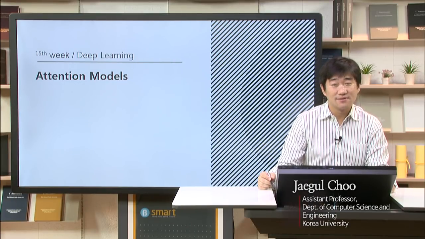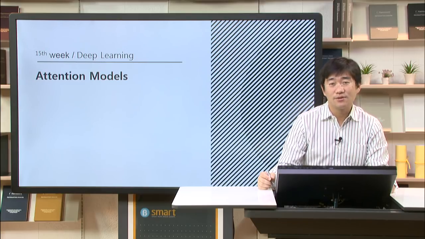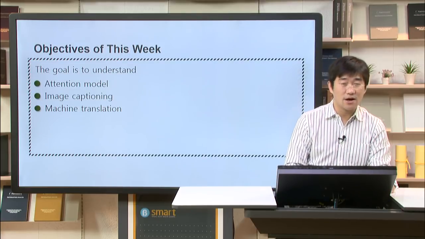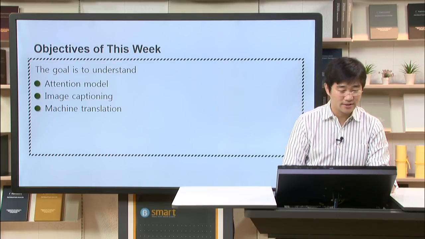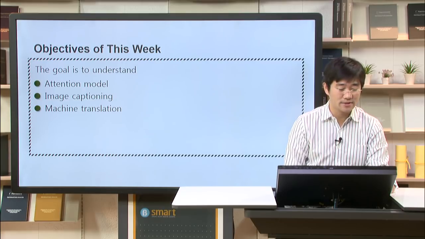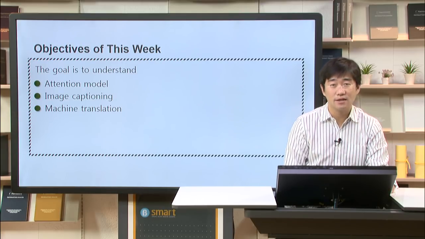So this is already the 15th week and we continue studying deep learning, focusing on attention models. The objectives of this week's lecture are to understand how the attention model works, and its mainstream applications such as image captioning and machine translation.